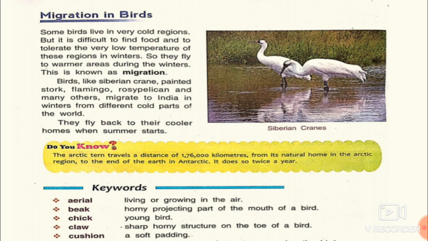Do you know the Arctic tern travels a distance of 1,76,000 kilometers from its natural home in the Arctic region to the end of the earth in Antarctica? It does so twice a year, two times in a year. This small bird, the Arctic tern. Just imagine how much distance it covers, 1,76,000 kilometers from one pole to another pole, from the Arctic to the Antarctic.